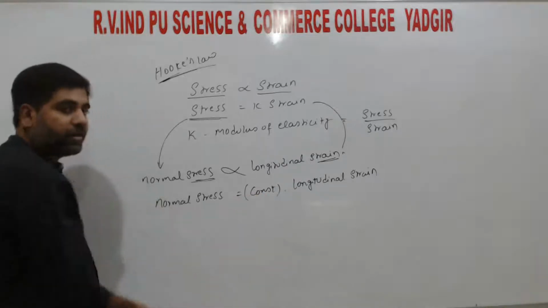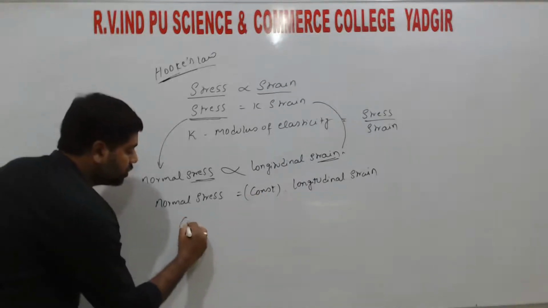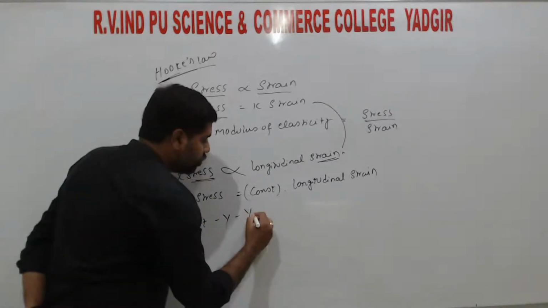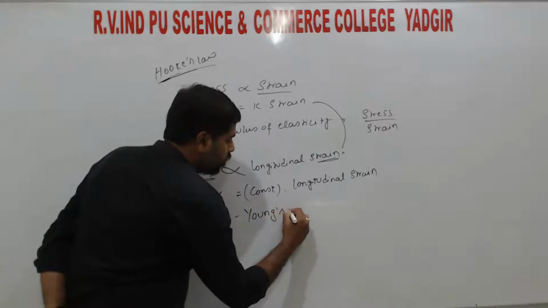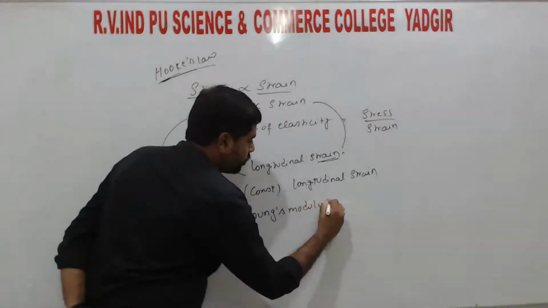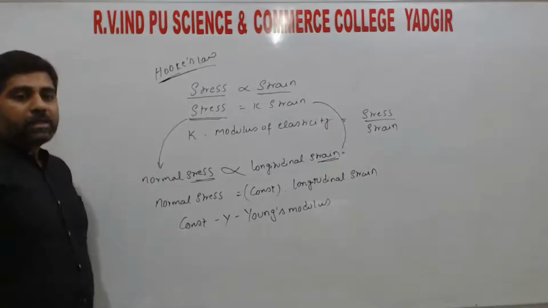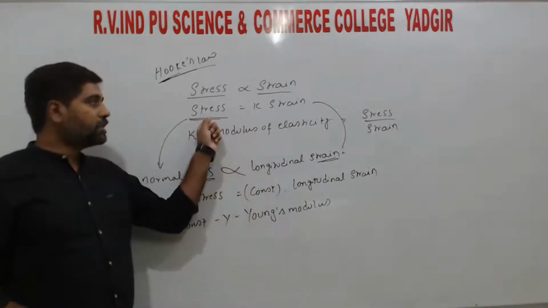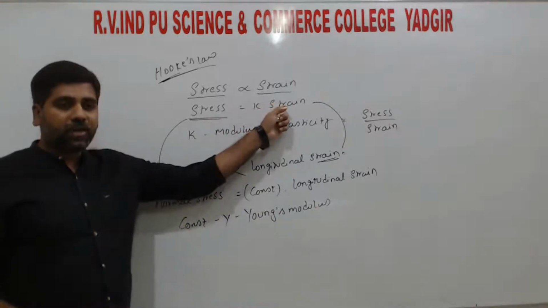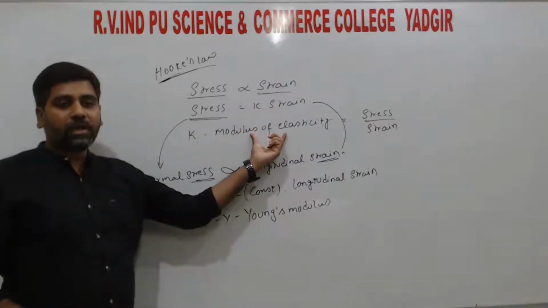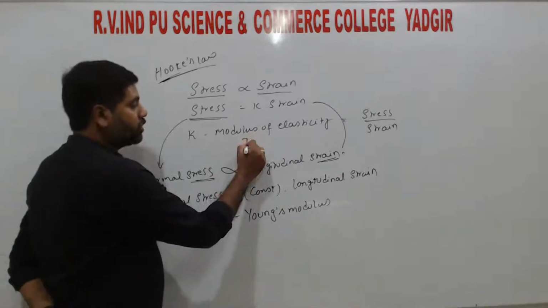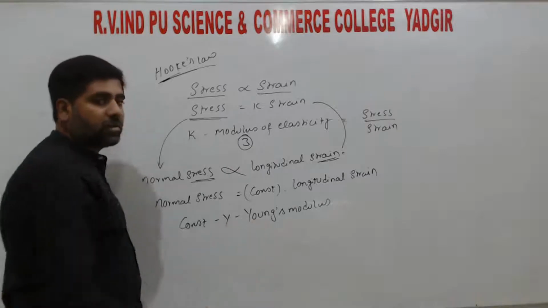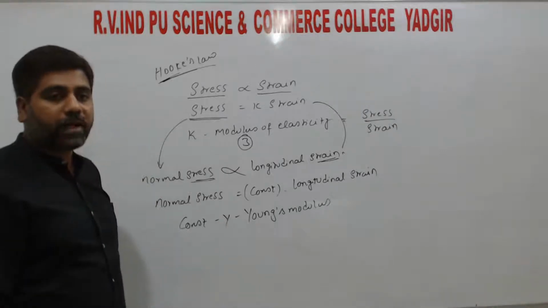That constant is denoted by Y, that is Young's modulus, right? Y is the Young's modulus. It is the modulus of elasticity. We have three types of stress and three types of strain, and similarly we also have three types of modulus of elasticity. I already said this in the previous class, right? Here we are going to discuss Young's modulus. How do we define Young's modulus?